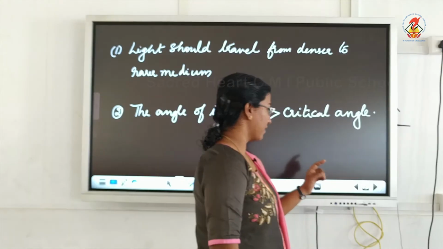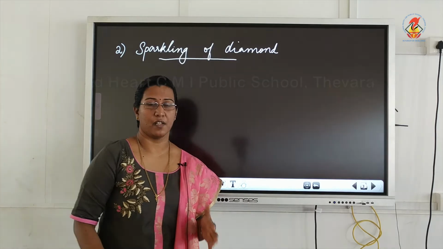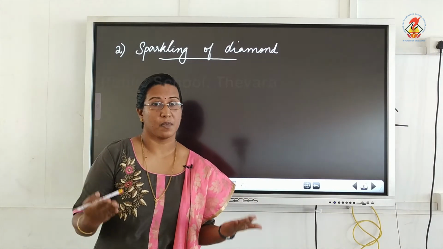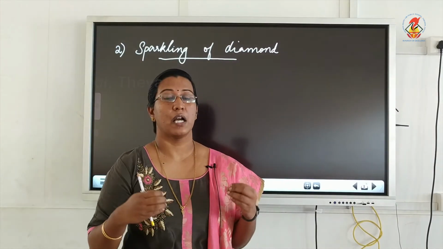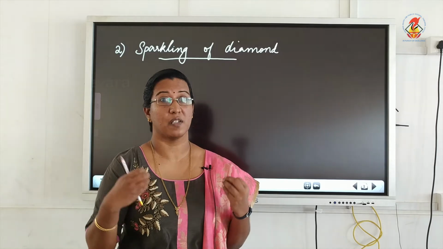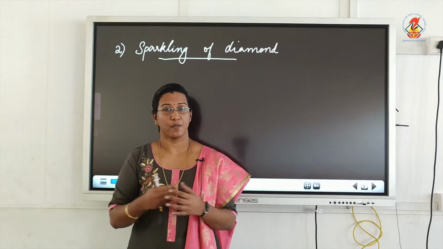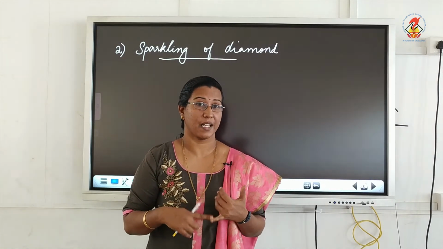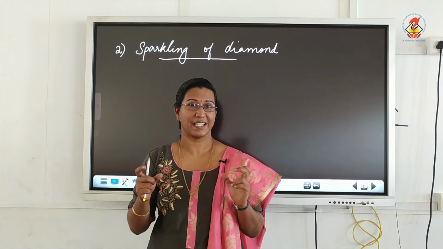Now let us see the second application of TIR, that is sparkling of diamond. The first application which we discussed is mirage, and we discussed what is a mirage, how is it produced, etc. Now in this video we are going to see how a diamond sparkles or how a diamond glitters. In the market, different varieties of diamonds are available, and the most common which you hear are cut diamonds and uncut diamonds.